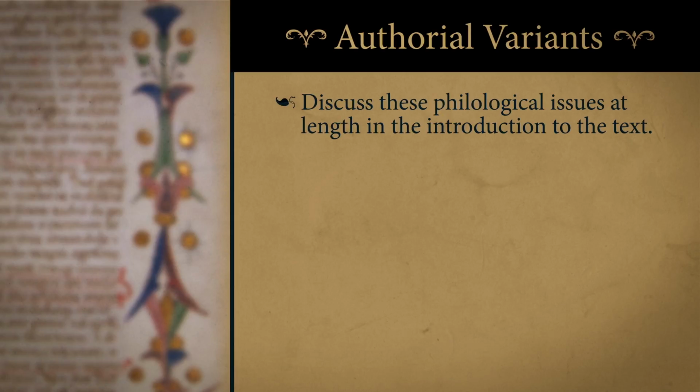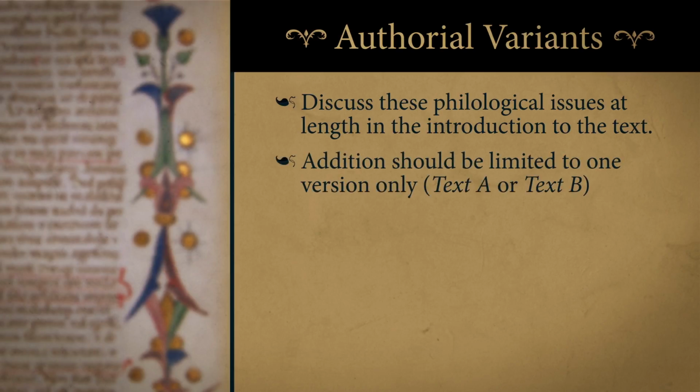In that case, the changes that the author has introduced in the tradition are too many and too significant to be relegated in the apparatus, even an apparatus separate from that reporting the other, that is, non-authorial variants. The best and most manageable solution will then be to discuss these philological issues at length in the introduction to the text. As for the edition, in a case like this, it should be limited to one version only, say text A or text B.